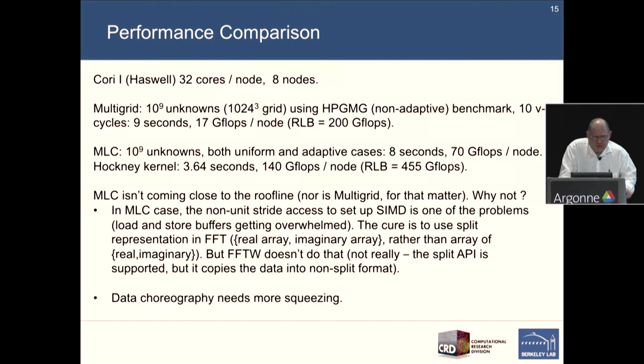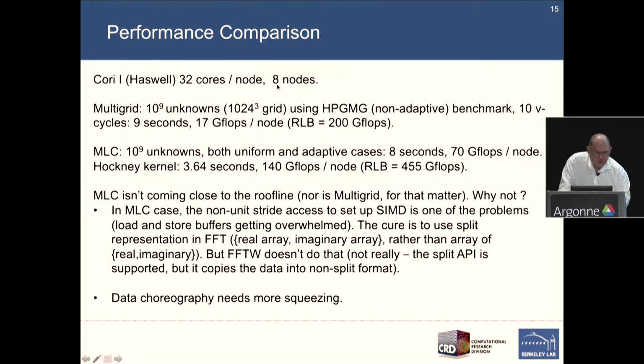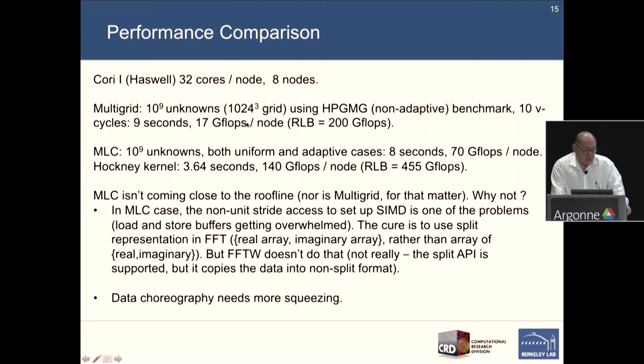Now here's a performance comparison. Cori phase 1, 32 cores per node, 8 nodes, 10 to the 9th unknowns. It's essentially the coarsest case, the strong scaling case we just looked at, at least for MLC. For multigrid, we compared this with the HPGMG non-adaptive benchmark, 1 billion mesh points, 10 V cycles. It took 9 seconds, and what we measured was about 17 gigaflops per node.